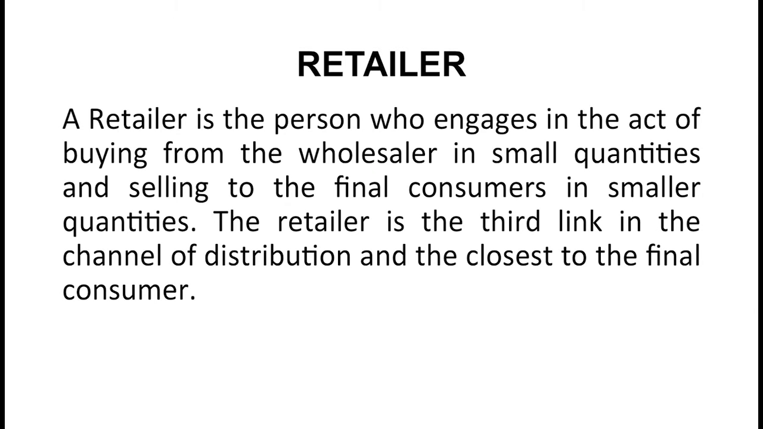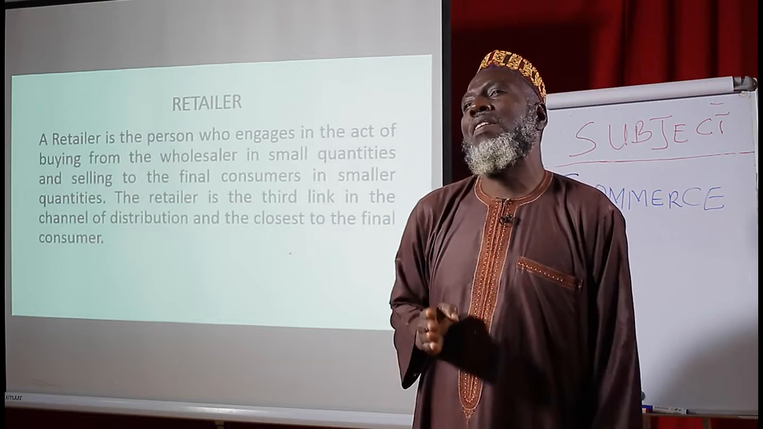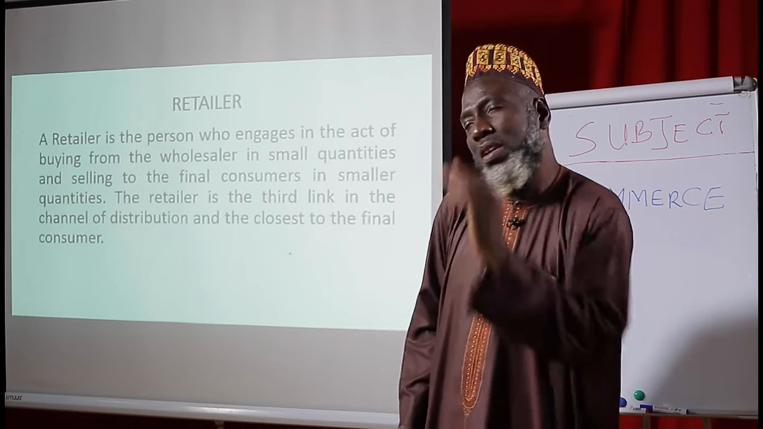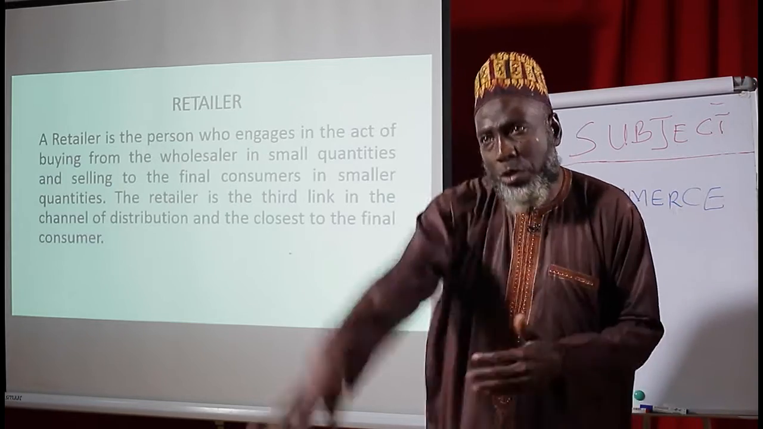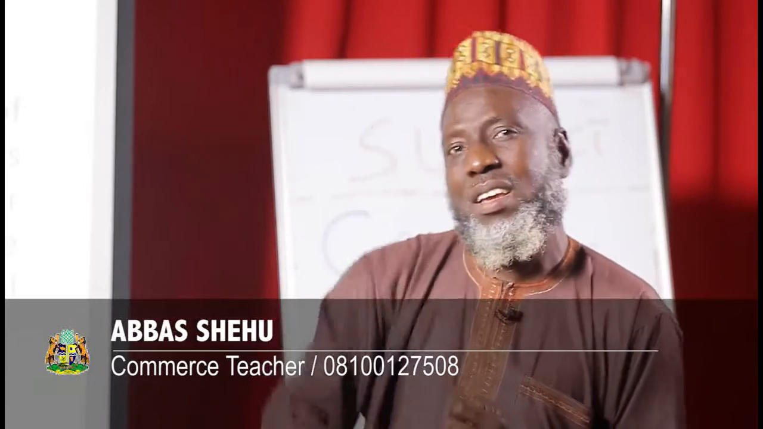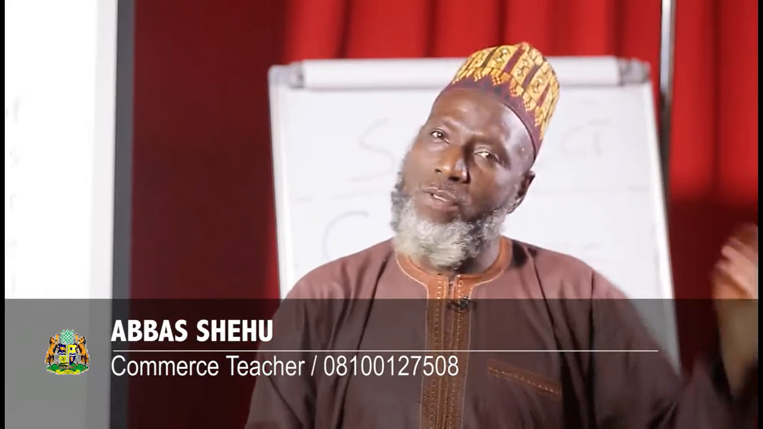The retailer is the third link in the channel of distribution. We have what is known as channel of distribution, and that's talking about how goods flow from the point of production to the point of consumption. The first person in the link is the producer or manufacturer. After that, the goods move to the wholesaler, from wholesaler to the retailer, from retailer to the final consumer.